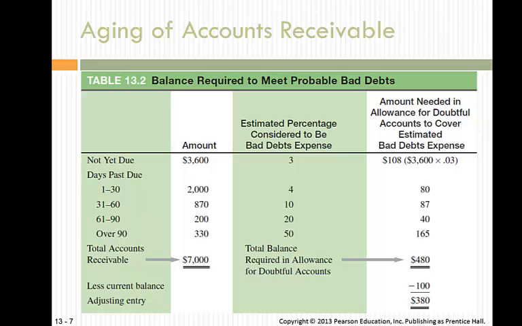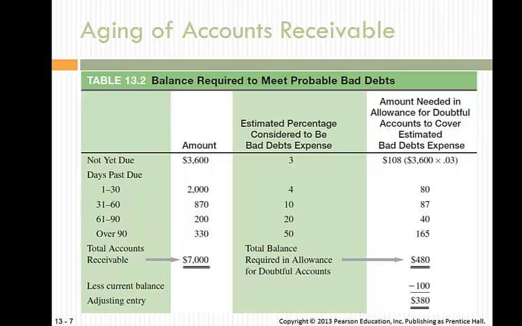Now we create another table that lists the days past due and totals for each one. The third column is the percentage that the company estimates will not be collected. These percentages are based on past history and are a management decision. Notice the over 90 row. The company estimates that 50% of that amount will never be paid.